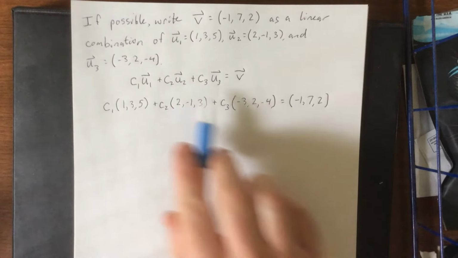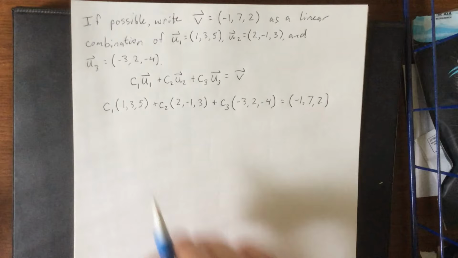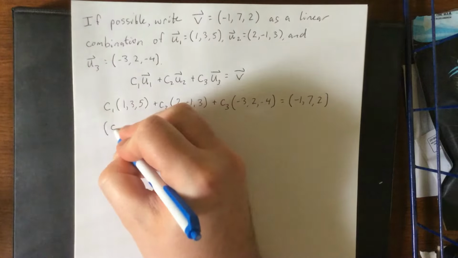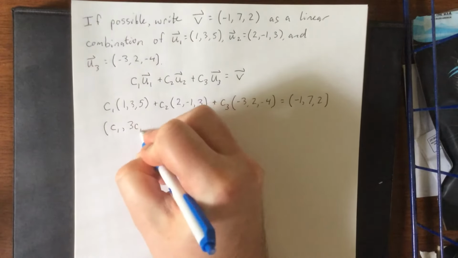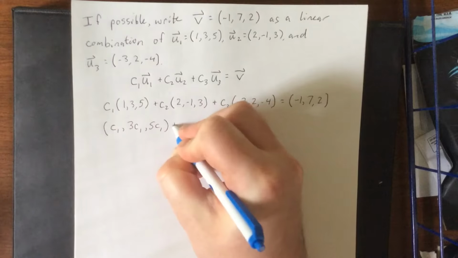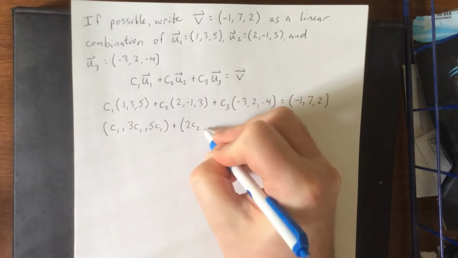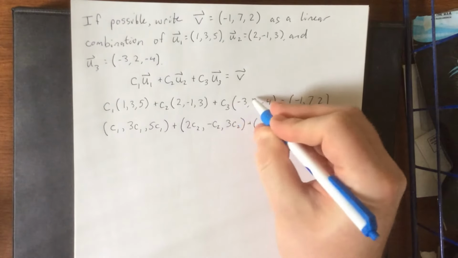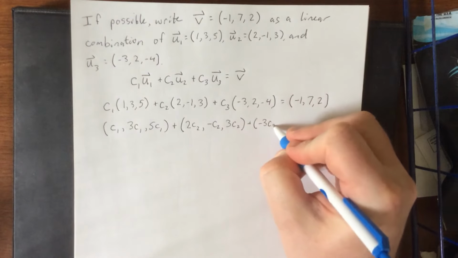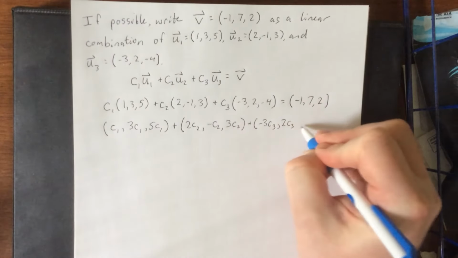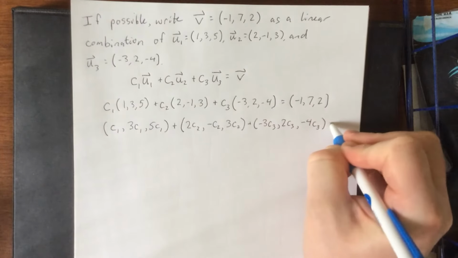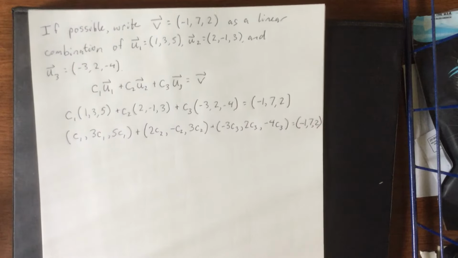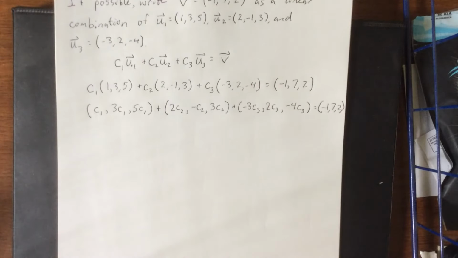Now, in order to consolidate the vectors on the left-hand side to one single vector, I'm going to apply the definition of scalar multiplication. So I'll distribute the c1 through to each of the three terms. So c1, 3c1, 5c1, plus, for the second vector, 2c2, -c2, 3c2, and for the third vector, distributing the c3, that'll be -3c3, 2c3, -4c3, and that is once again equal to the vector -1, 7, 2. Got a little short on room over there.